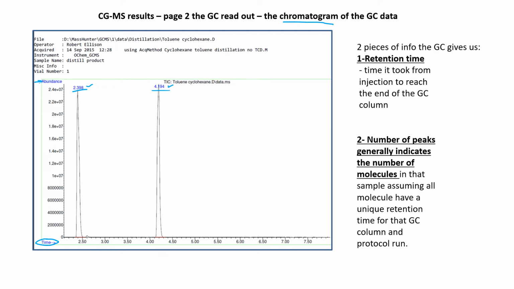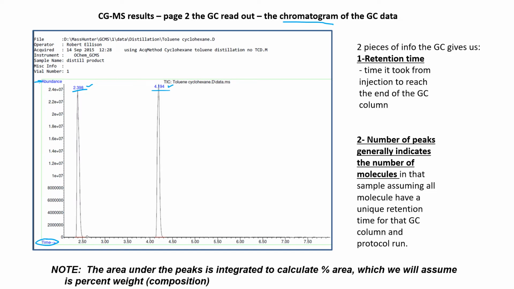So again, we get 2 pieces of information. We get retention time, and the number of peaks generally indicates the number of molecules in the sample. The relative abundance, when the computer gives us that number, is really calculating the area under the peaks to give us a percent area. Okay, so if we look at these 2 peaks, they look like they have pretty similar areas. I actually notice a really small peak down here.